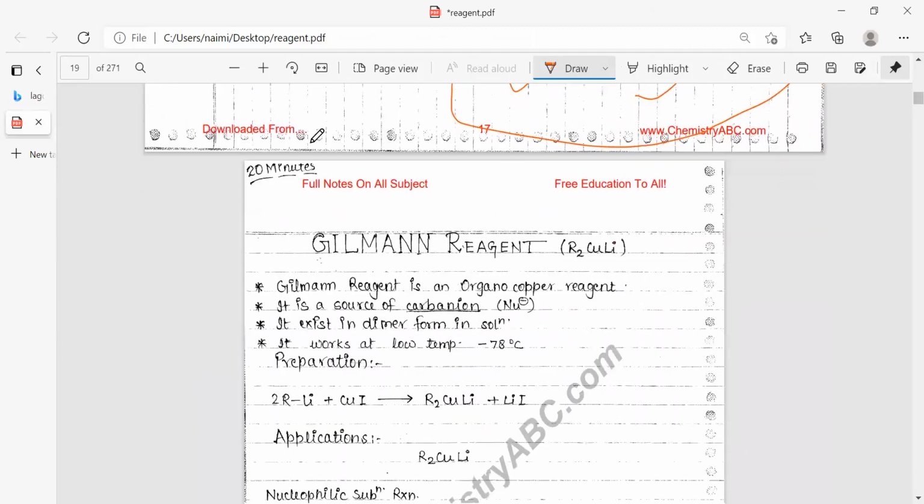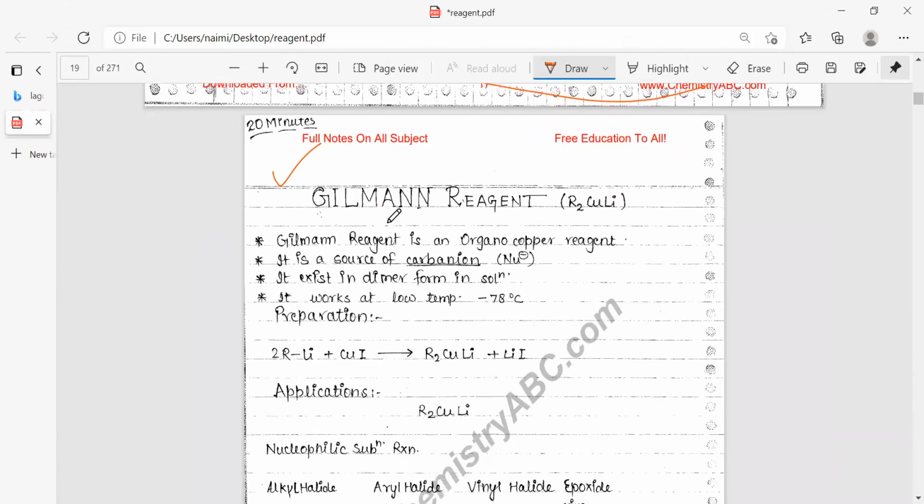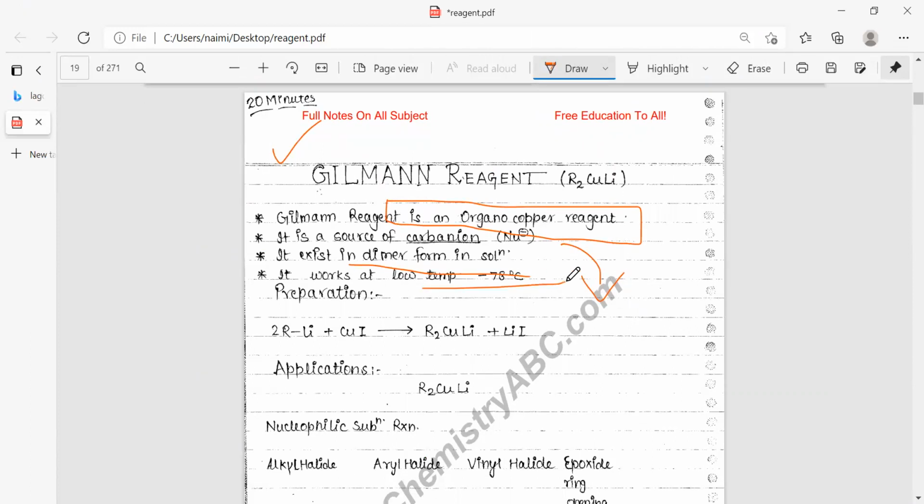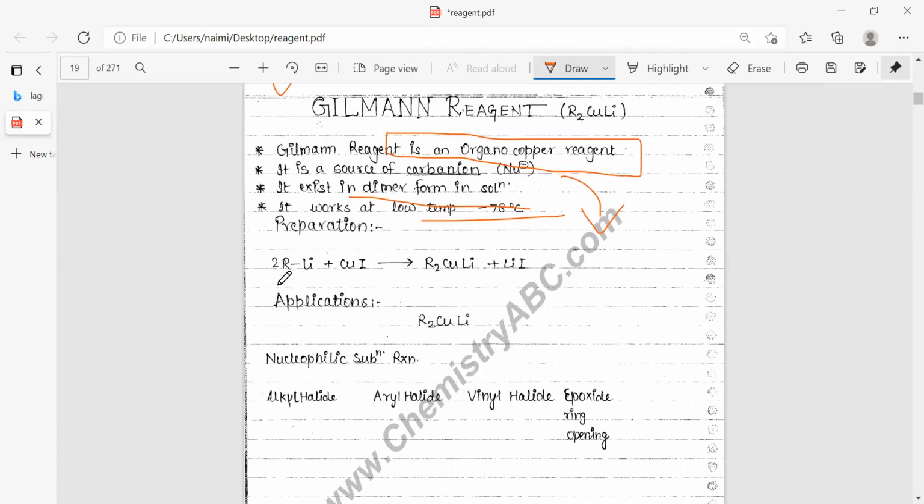Okay, so next we will talk about Gilman reagents. Gilman reagent is an organocopper reagent. It is a very important reagent, and in each CSIR NET and GATE exam it can be asked. It is a source of carbanions, means it acts as a nucleophile. It exists in dimer form in solution, forming a dimer in ether or other solvents like THF. It works at low temperature.